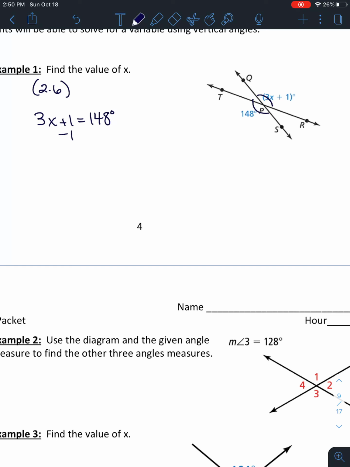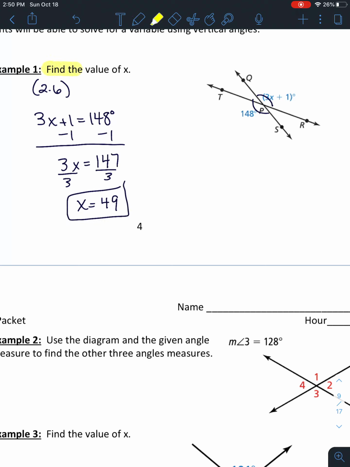So I'm going to minus 1 from both sides. So that gives me 3x equals 147 degrees. I'm going to divide by 3 on both sides. So that gives me x equals 49. Now always check to make sure that you're answering the question. Here our question was find the value of x. And we decided x equals 49, so we are good to go.